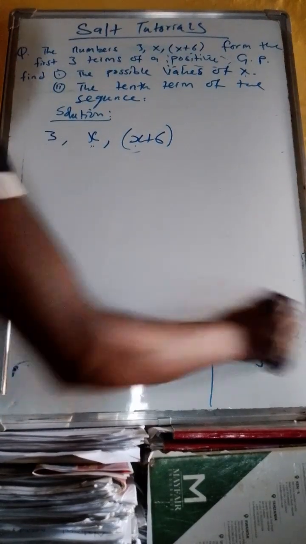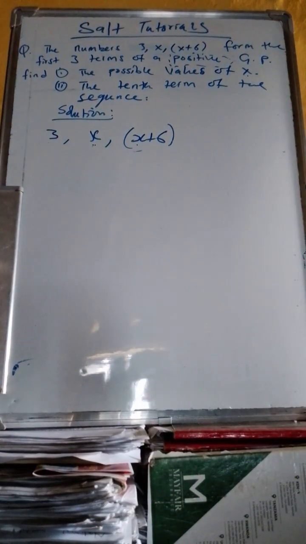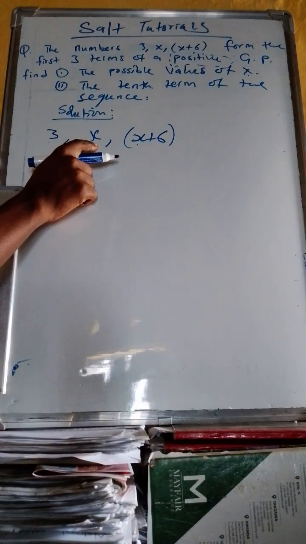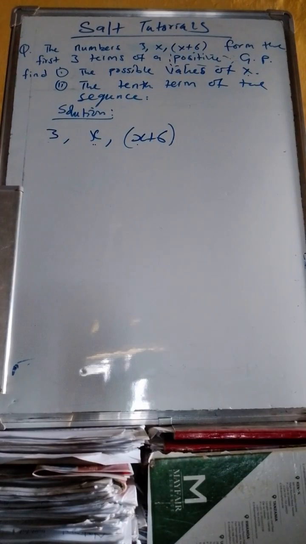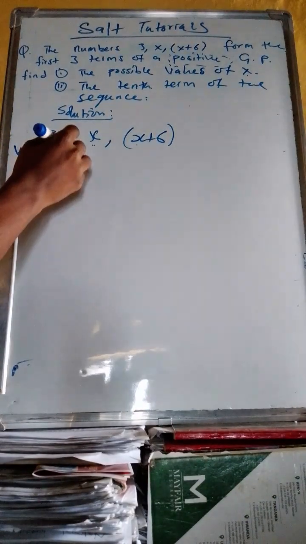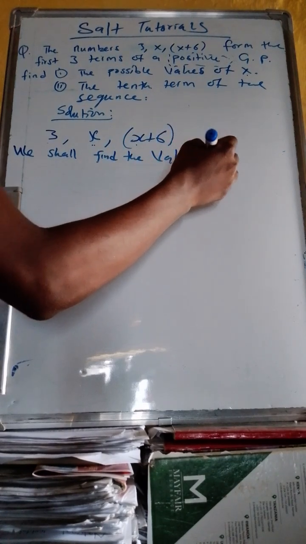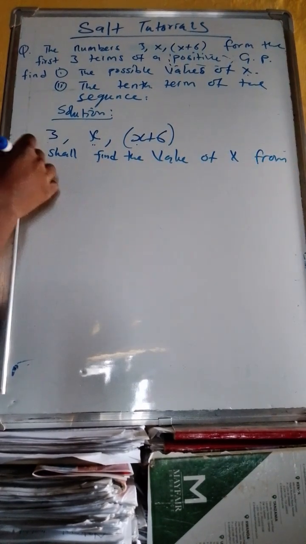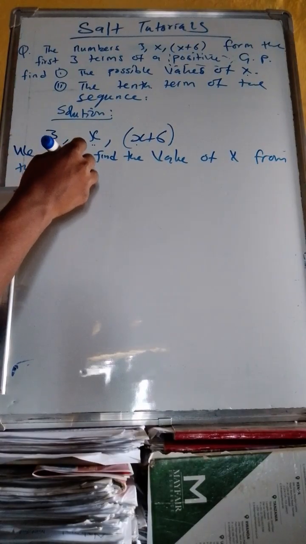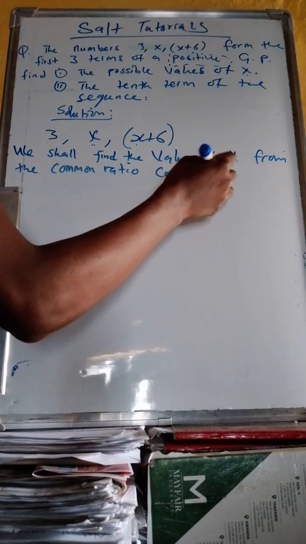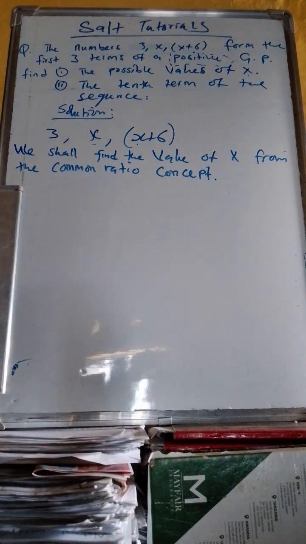So here, number one, it is a GP. It means that we have a common ratio throughout. So the only way we can find the value of x is from the common ratio concept. Common ratio concept. What do I mean?